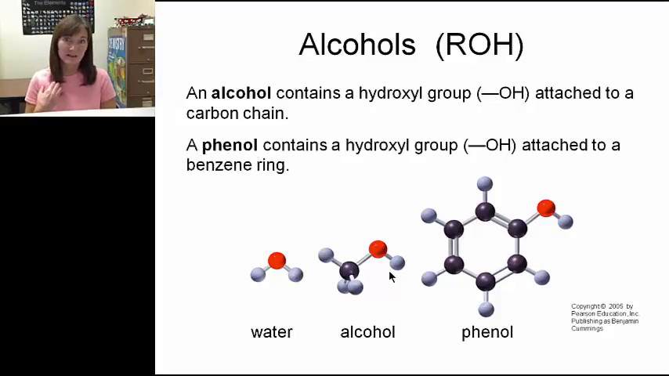A phenol, another word I want you to know, contains a hydroxyl group attached to a benzene ring. These are the two types of alcohols we're going to work with in this chapter. If you see the OH group, you know it's an alcohol. If it happens to be attached to a benzene ring, then it has a special name. It's still an alcohol, but it has a more common name called phenol.